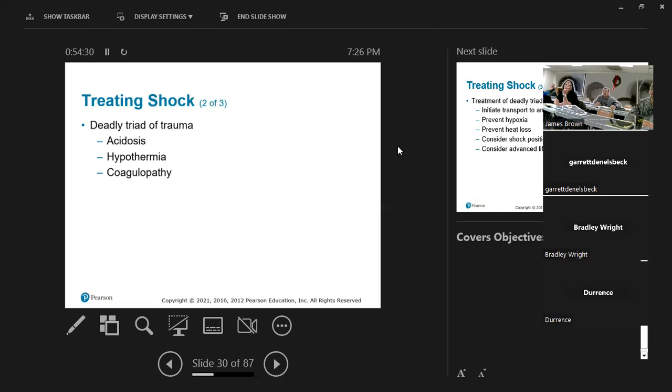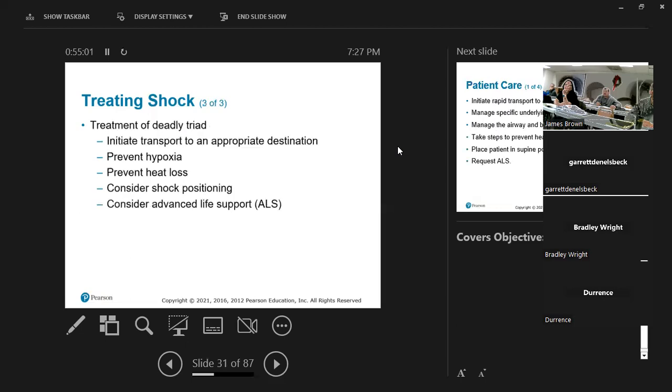And so all three of these things tend to come together in what is known as the triad of death. Acidosis from the hypoperfused state. The body is unable to regulate its internal organs and its body heat, so it starts to drop body heat. And then finally, the body is not able to clot properly. So throw a space blanket on these people, stop the bleeding as much as possible, and then rapid transport to the hospital.